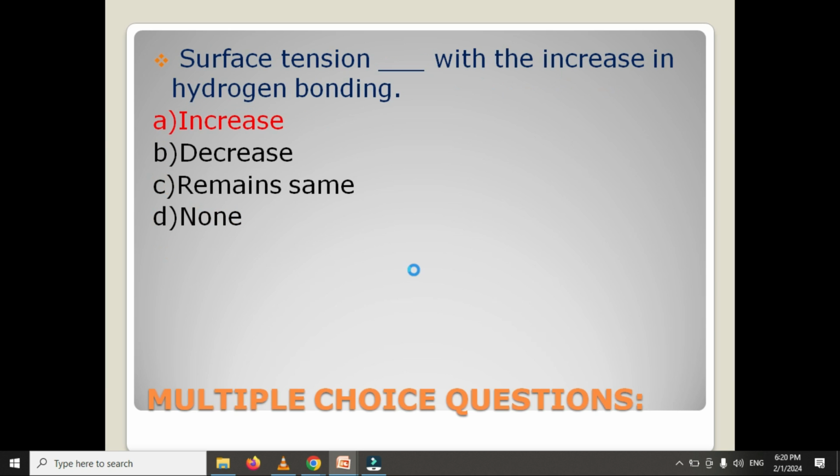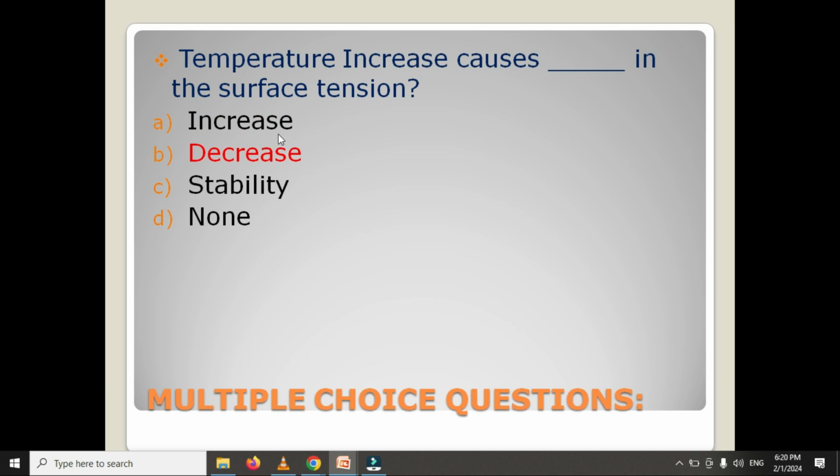Surface tension dash with the increase in hydrogen bonding. Option A increasing, option B decrease, option C remains same, option D none. Answer is increase. Temperature increase causes dash in the surface tension. Option A increase, option B decrease, option C stability, option D none. Answer is decrease.